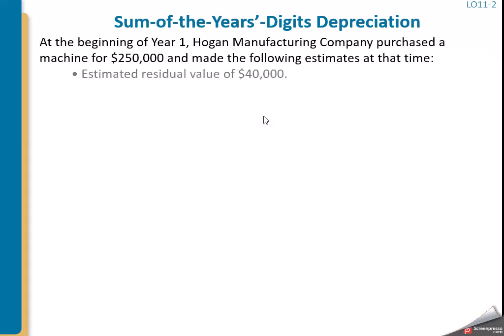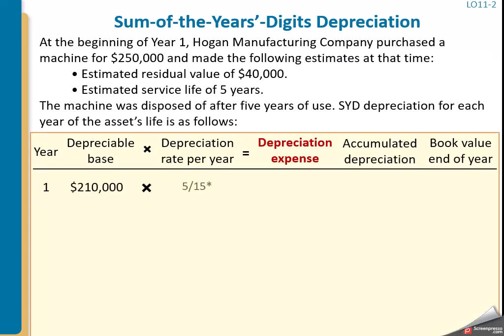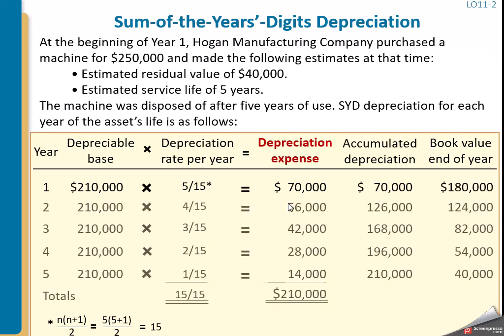Sum of the year's digits, I feel like nobody does this, but I can't rule out that it couldn't possibly be a question somewhere in your quiz or your test or your homework. So we'll just show it. What the sum of the year's digits is: it's a 5-year useful life, so if you take 1 plus 2 plus 3 plus 4 plus 5, you get 15. Then you say, okay, in my first year, I have 5 years left, so 5 divided by 15 is the rate that I'm going to take the depreciation. Then in year 2, I've got 4 years left, so 4 divided by 15 is the rate that I'm going to take depreciation.